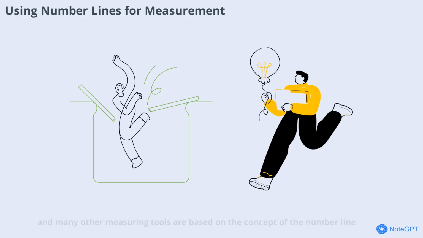Number lines aren't just for abstract math, they're also used in measurement. Rulers, thermometers, and many other measuring tools are based on the concept of the number line. By marking equal intervals, these tools help us measure length, temperature, and more with accuracy and confidence.